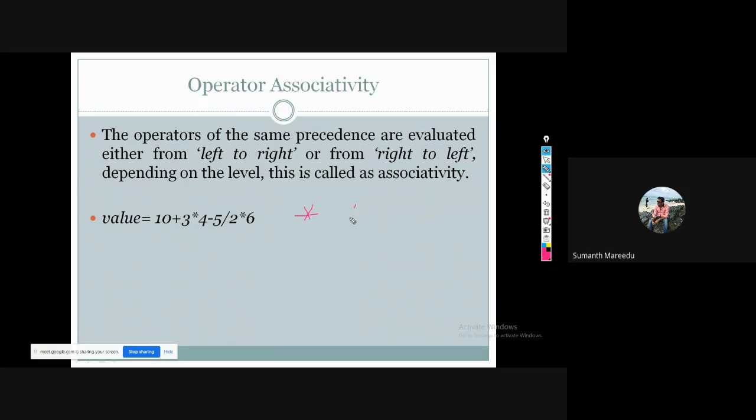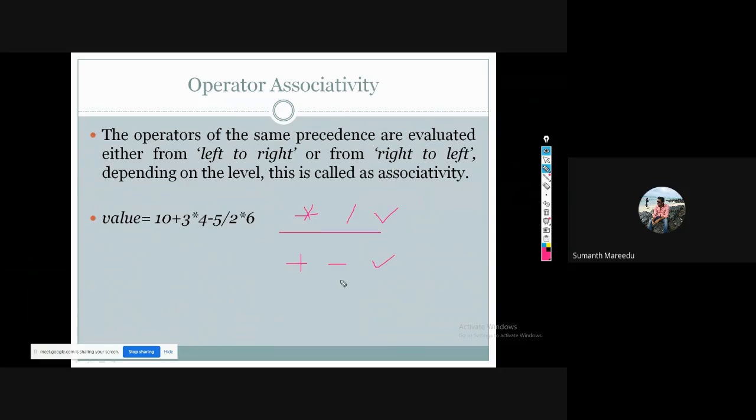Multiplication, division, addition, subtraction. Out of this list, multiplication and division have high priority. So you can keep addition and subtraction aside for now. First multiplication and division. Multiplication exists two times and division exists one time here.